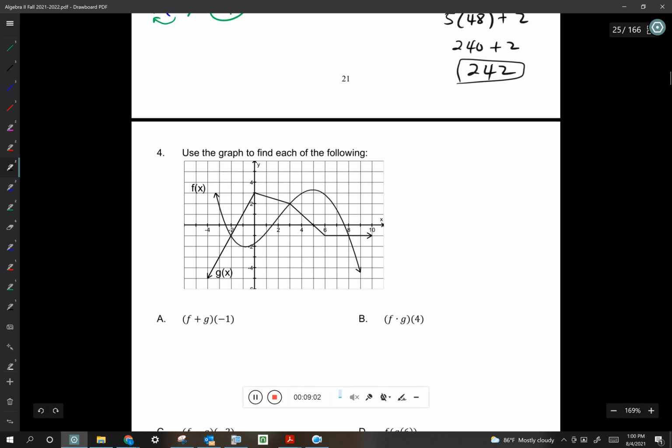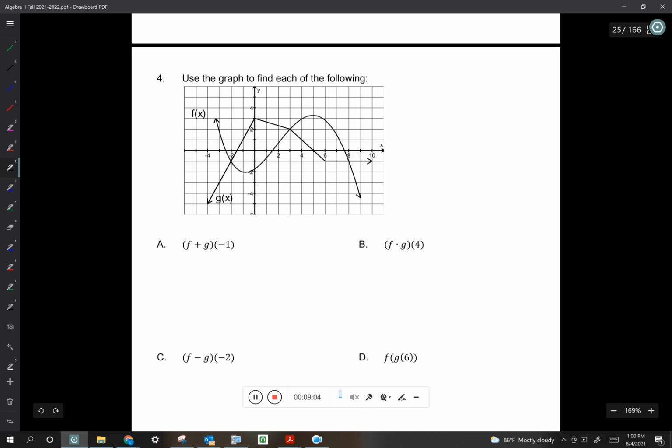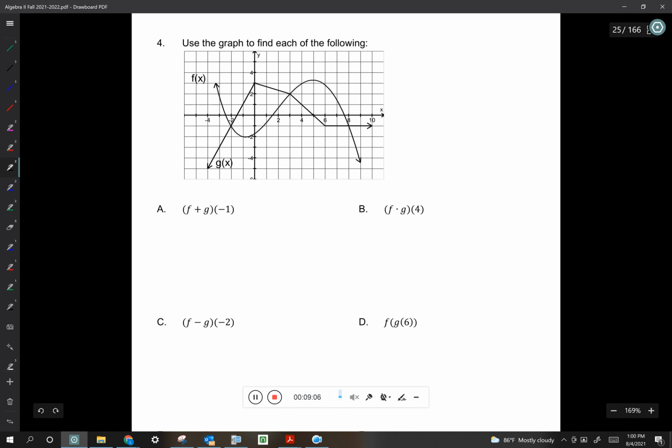Okay, so we're still working with different kinds of properties of functions. Now, I've got 2 different graphs, okay? Notice the f graph is this one, okay?